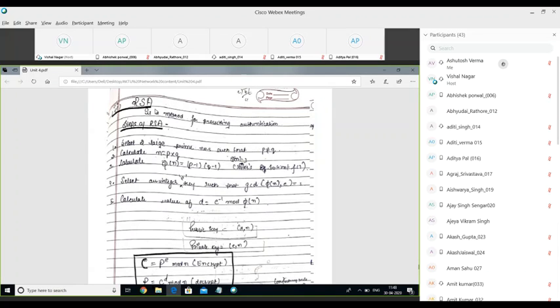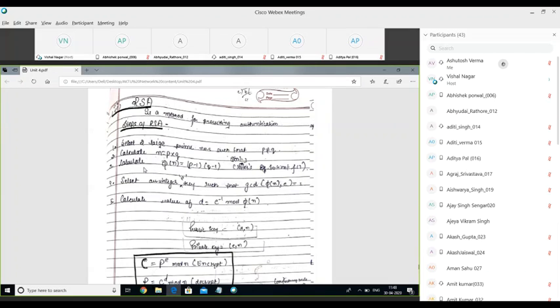So in RSA, what do we do? We take two large prime numbers, which can be 10-digit or 15-digit prime numbers, P and Q, where the condition is P should not be equal to Q. Then, as I told you, we find the product of these two prime numbers, that is n equal to P into Q.